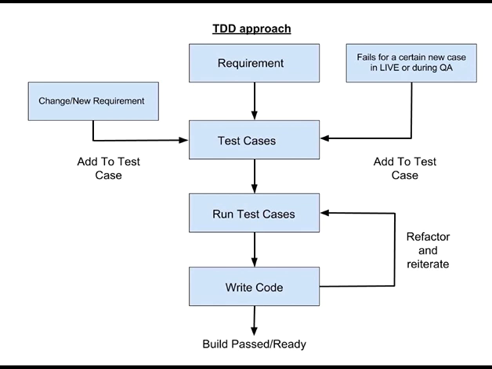Let's say something fails in live or QA, and QA finds an issue. What should be the next step? The first thing is you write a test case. You write the test case and run the test cases, because when you run them, it will show you which case failed, so you can look at that particular thing.